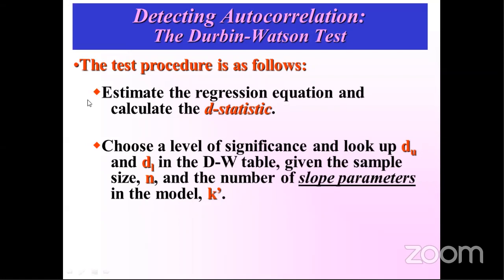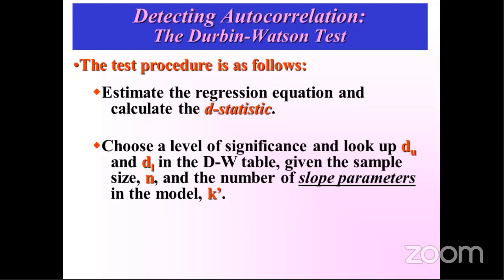So this is the unfortunate thing. That means there is no unique value. You have two values: one is the upper value, the other is the lower value. DU refers to the upper Durbin-Watson critical value, and DL refers to the lower critical value of the Durbin-Watson table, given the sample size n and the number of slope parameters in your model. So that's why this is cumbersome and complex.